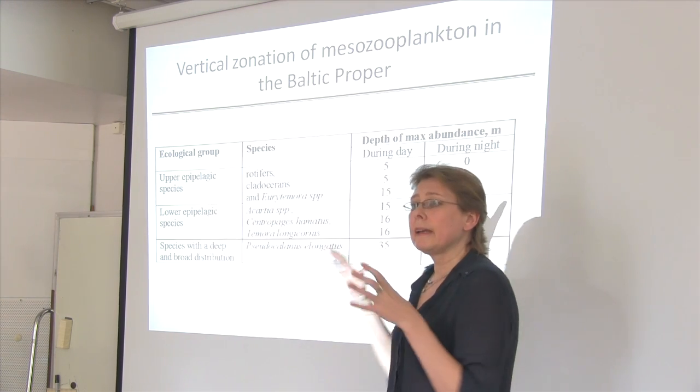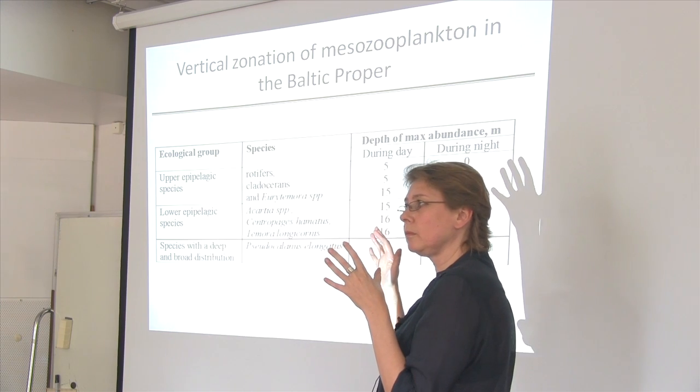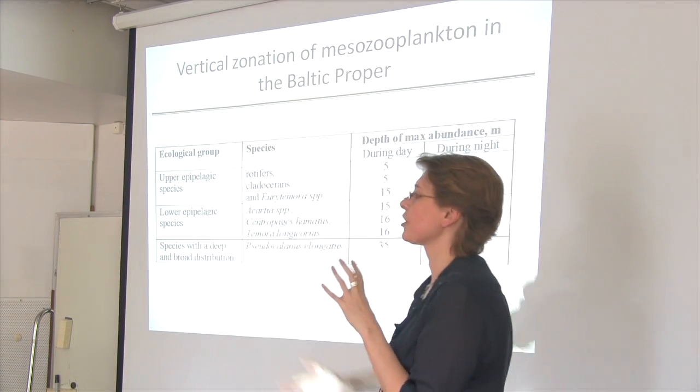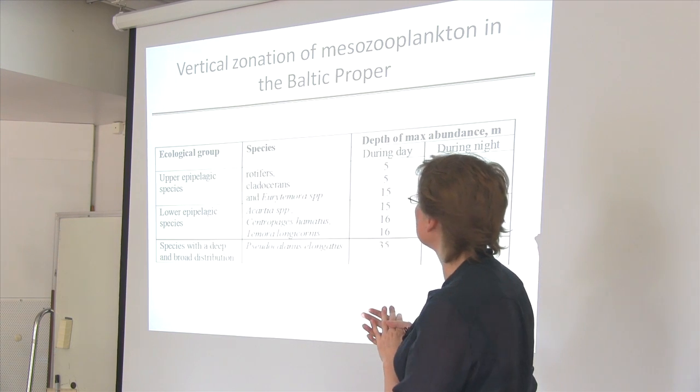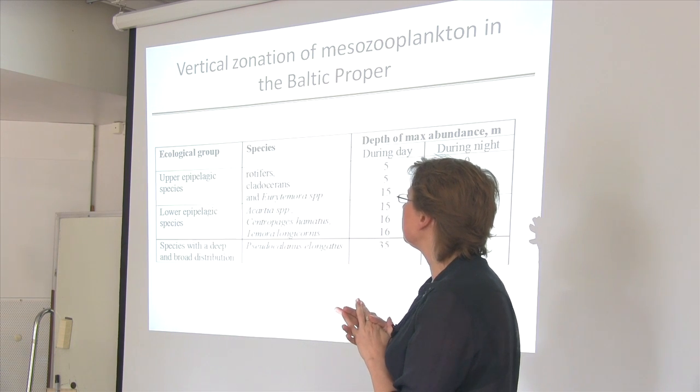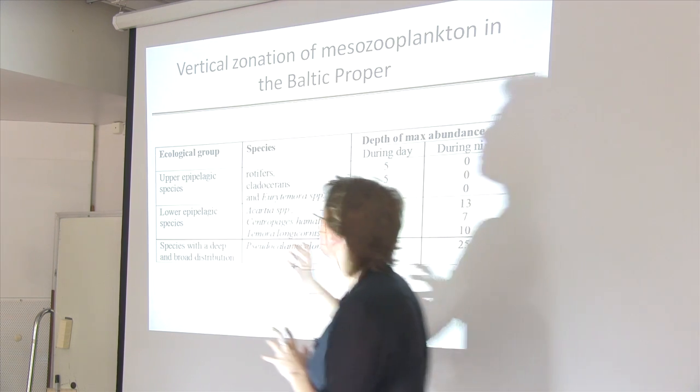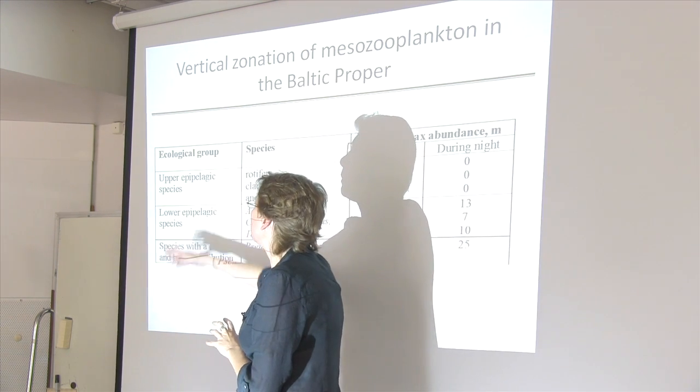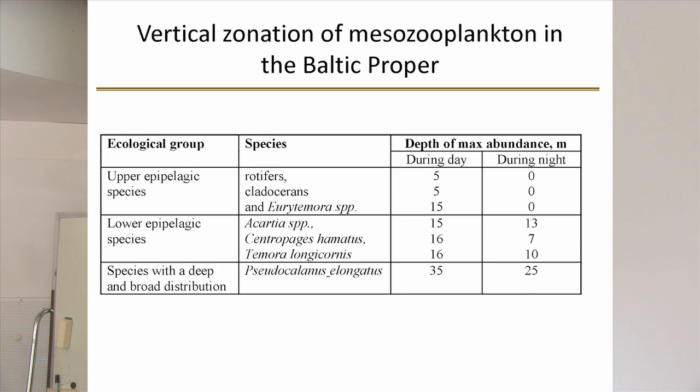Based on the vertical zonation of mesozooplankton that we have in the Baltic, they could be classified into major ecological groups like upper epipelagic, lower epipelagic, and species with a deep and broad distribution, meaning that depending on stage they can be wherever in the water column.